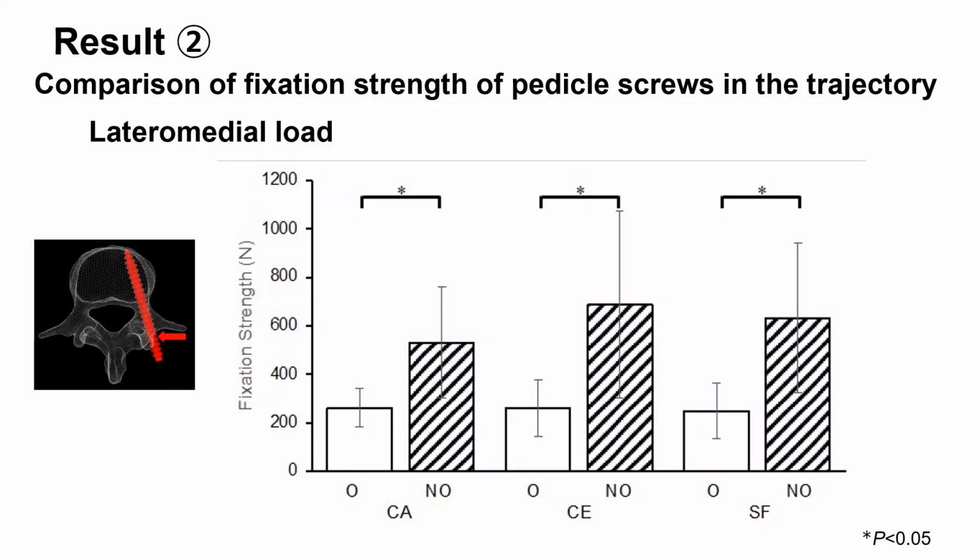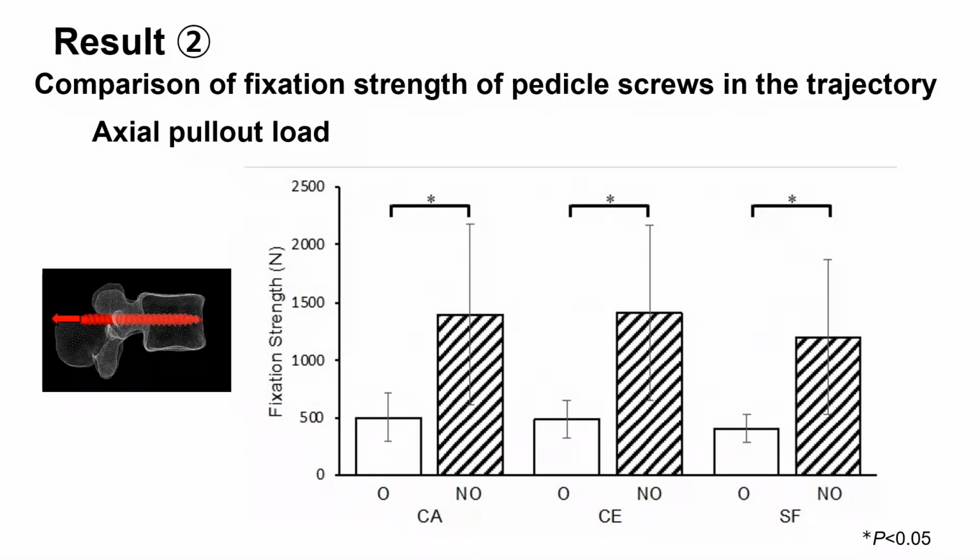In the No group, the fixation strength of the pedicles was approximately 2 to 3-fold greater with statistically significant difference in all trajectories against lateromedial load compared with the O group. In the No group, the fixation strength of the pedicles was approximately 2 to 3-fold greater with statistically significant difference in all trajectories against axial pull-out load compared with the O group.